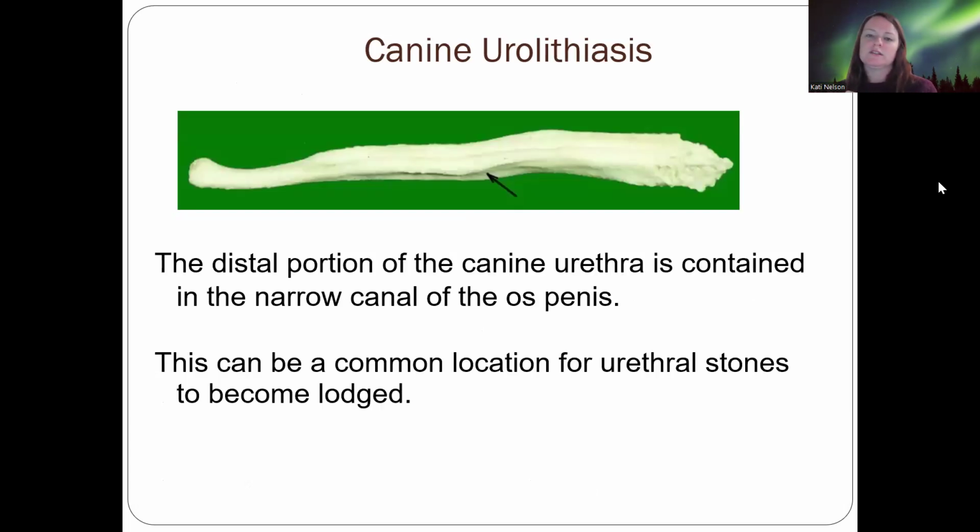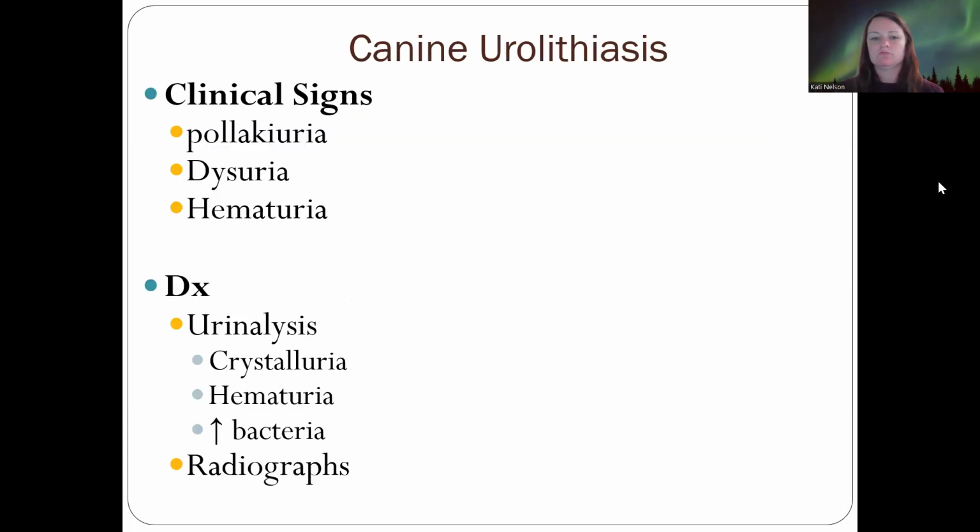So the canine urolithiasis, the distal portion of the canine urethra, it has that narrow canal, the os penis, right? So you should have gone over this in anatomy. We always travel a little bit back to anatomy when we do these lessons. And this can actually be a common location for urethral stones to become lodged. So it's kind of interesting.